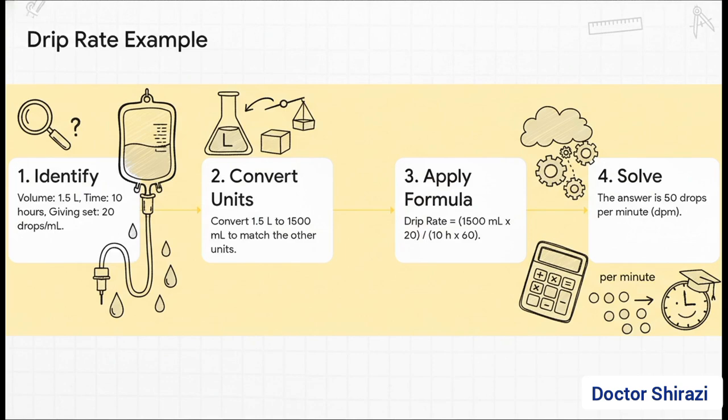Now stop. What's the very first thing you should notice? The units don't match. We have liters and milliliters. This is a classic trip-up spot. So first, we have to convert 1.5 liters into 1,500 milliliters. Now we can plug everything in. 1,500 times 20, all divided by 10 times 60. And that gives us our answer, 50 drops per minute.